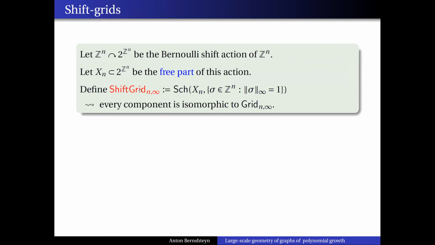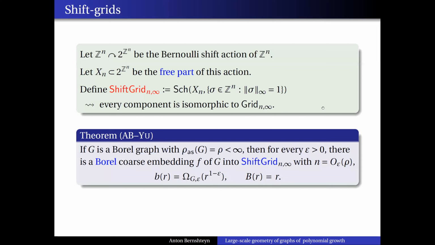And then I define this shift grid graph, subscript n comma infinity, as the Schreier graph on this space where the generators are elements with infinity norm 1. And the point here is that every component is isomorphic to the n-dimensional grid with diagonals. There's some kind of canonical way of constructing a graph like this. So then, if you replace grids by these shift grids, you get a Borel theorem. What we show is that if G is a Borel graph of polynomial growth with asymptotic growth rate rho, then the conclusion is kind of the same as before.